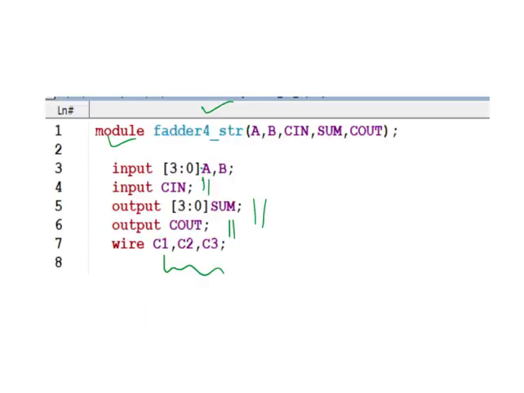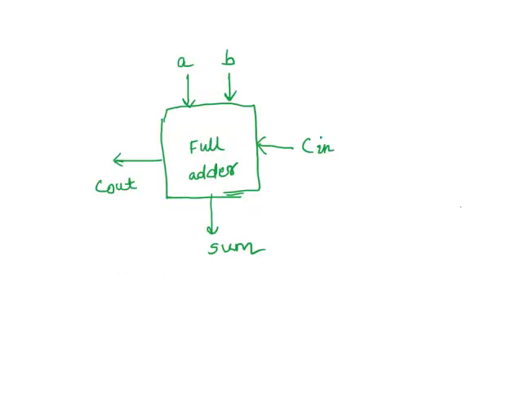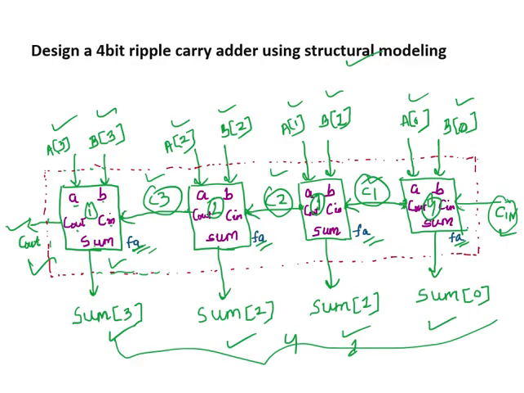So I have declared here wire C1, C2 and C3. Then what we need, then I have used here a full adder. So 4 times I have to use a full adder. So I don't need to write code for full adder 4 times. I can write a code for this full adder only single time, and I can reuse that one.